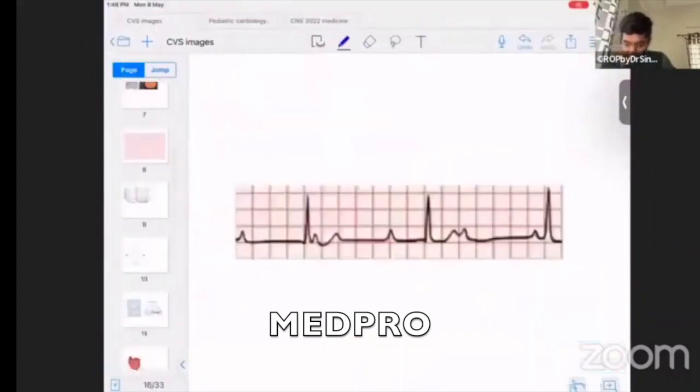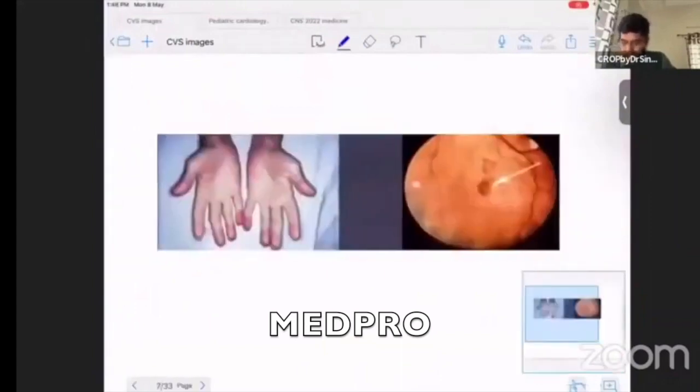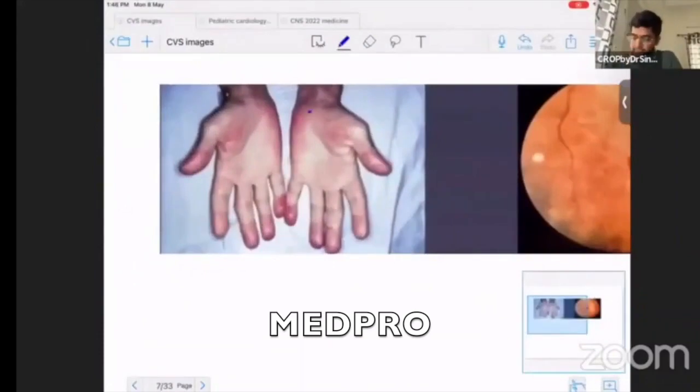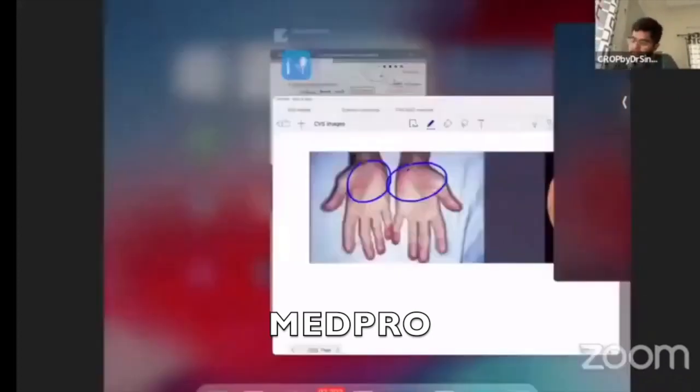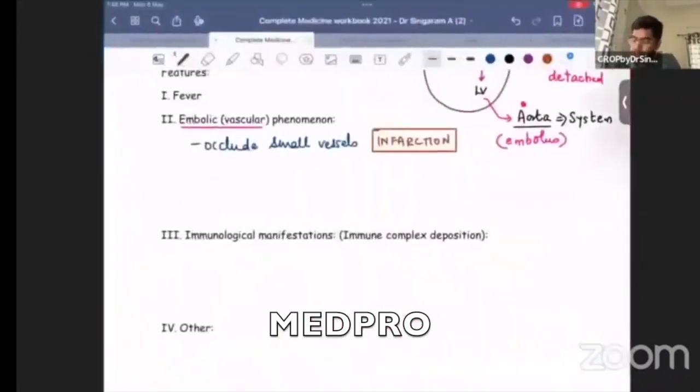So, yeah, this picture. What you can see is that it can cause some manifestations in the palm area like this. Any of you know what this is called? This is also one of the embolic phenomena related to the palm area. This is called Janeway lesions in the palm. Please write that down. These are called Janeway lesions, which involve the palm area.